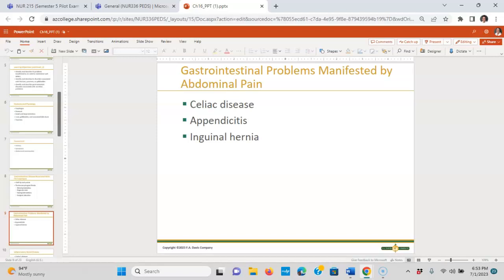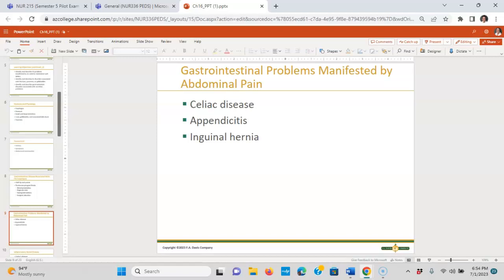So CBC is going to show elevated white blood cells, a shift to the left. Urinalysis, ultrasound, CT scan, think about pregnancy. We're looking for an ectopic pregnancy as well. CT scan, maybe. Most of the time it's just a hot appy. We're going to put this patient NPO because if there's a chance of surgery, we don't want anything down there.